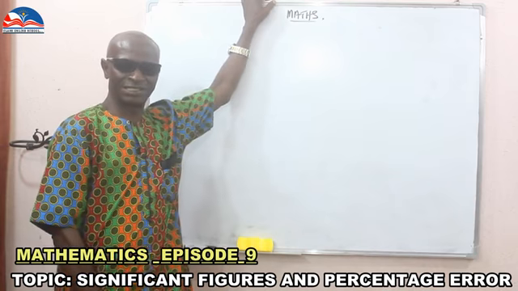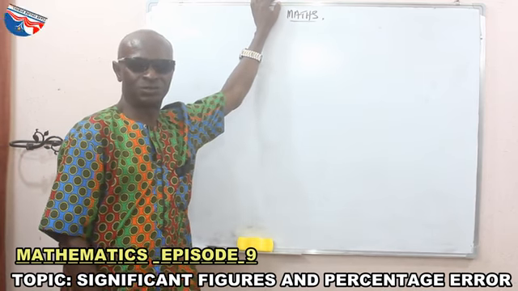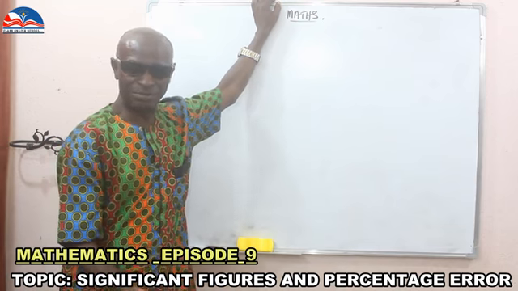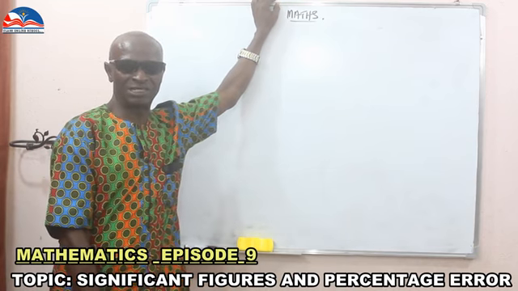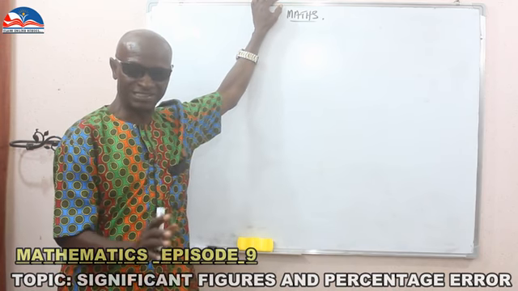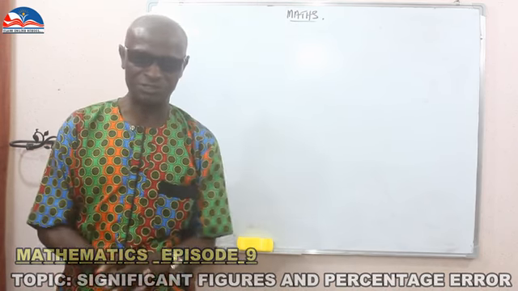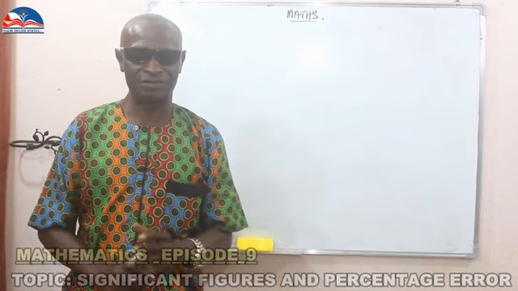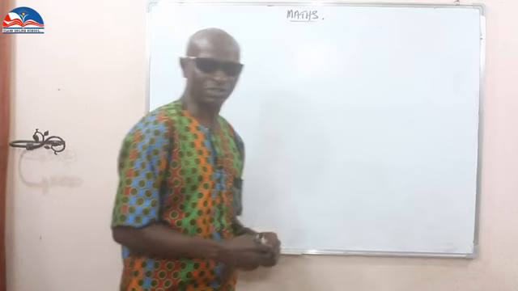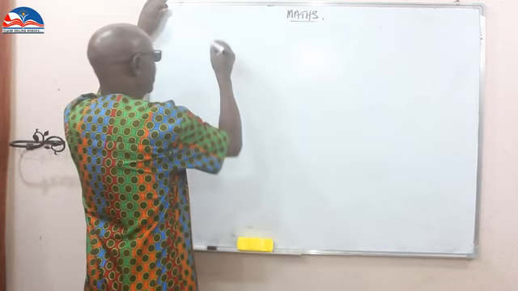For some time now, we've been treating approximations. We discussed nearest 10, nearest 100, nearest 1,000, million, and billion. And hopefully, we are going to end it today when we discuss significant figures, decimal places, and percentage error. All these are grouped under approximations. So today we have significant figures, decimal places, and the last of them all is percentage error. Significant figures.